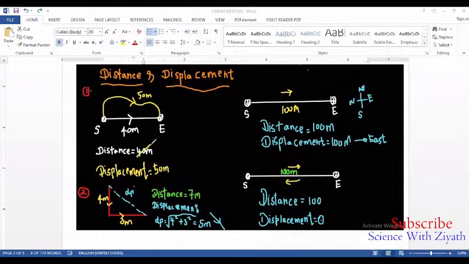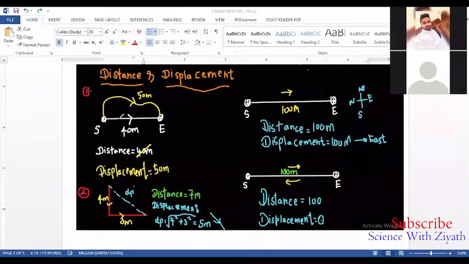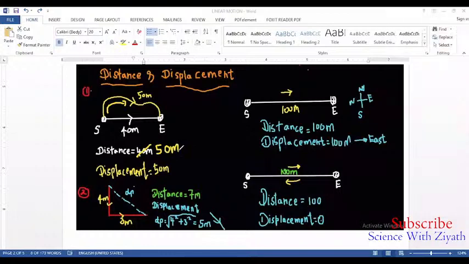What should it be? This guy is moving through this path. It should be how much? 50 meters, because this guy is moving through this path. And this object's starting point is this one, the ending point is this one. Now the length between the starting point and ending point is 40 meters.